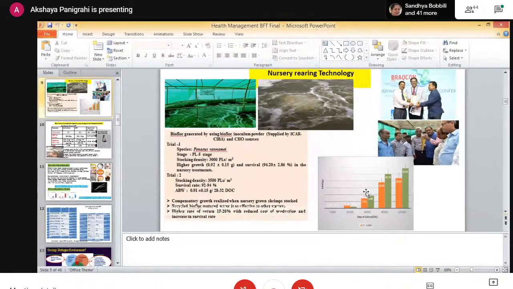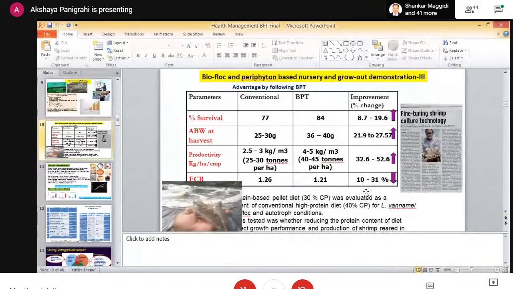We are demonstrating this in the nursery and also the growth system, where we have seen survival in shrimp nursery of almost 94%. And also in a growth system, you can find this, all before 2013.